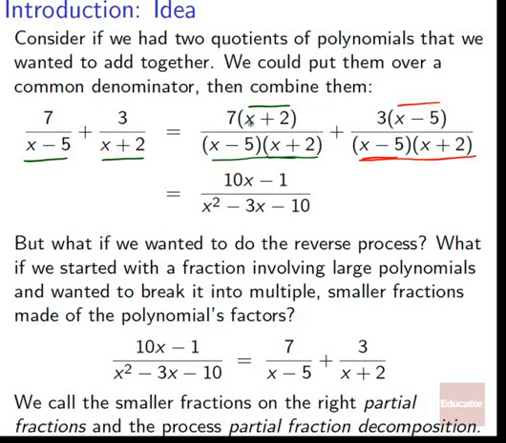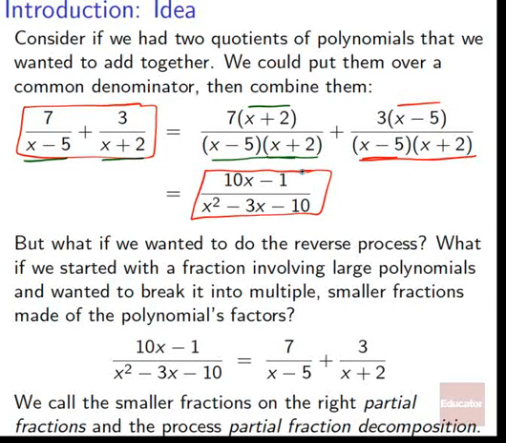We multiply those out, we get 7x plus 14, 3x minus 15. We combine those, we get 10x minus 1 on top, divided by x minus 5 times x plus 2 expanded to x squared minus 3x minus 10. So not a bad idea, right? We can get from here to here by putting it over a common denominator and then just adding things out and simplifying. But what if we wanted to do the reverse process, right?